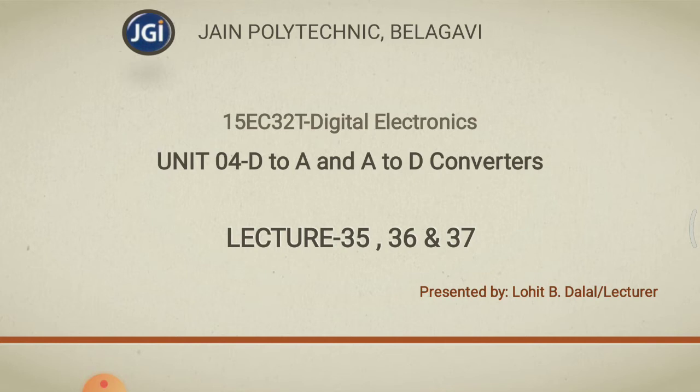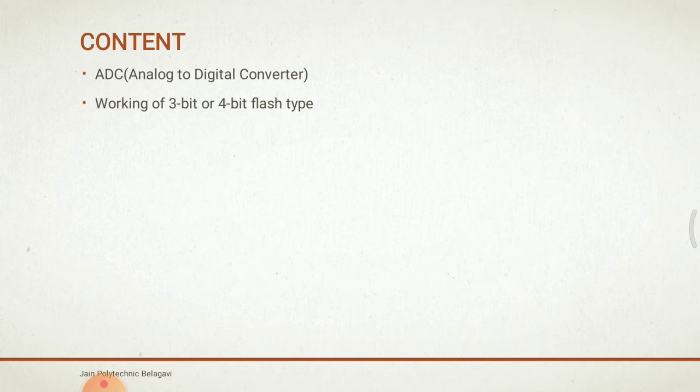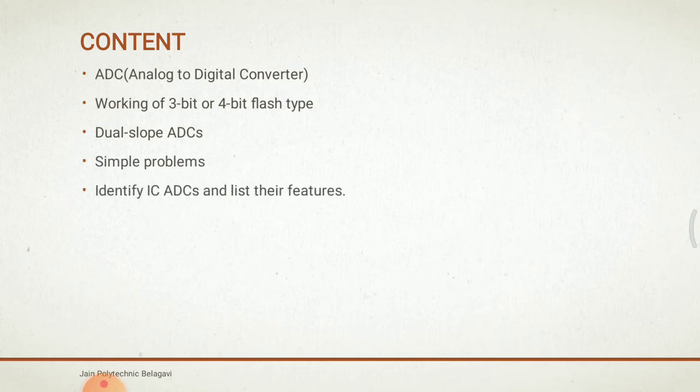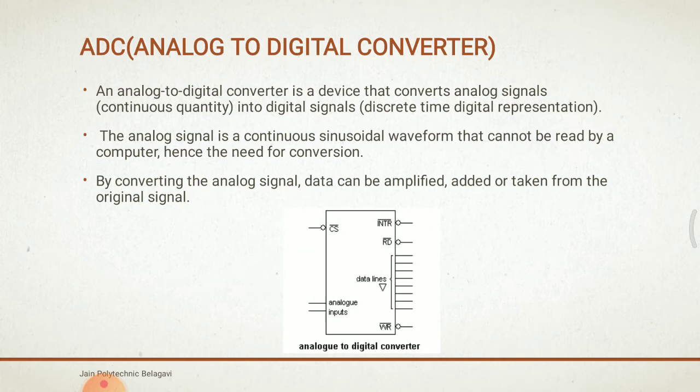Today I am going to discuss unit number 4, digital to analog converters and analog to digital converters. In this session, I am going to discuss the working of 3-bit or 4-bit flash type and dual slope ADCs, simple problems, and different types of ICs and their features. So let's see what is an analog to digital converter.